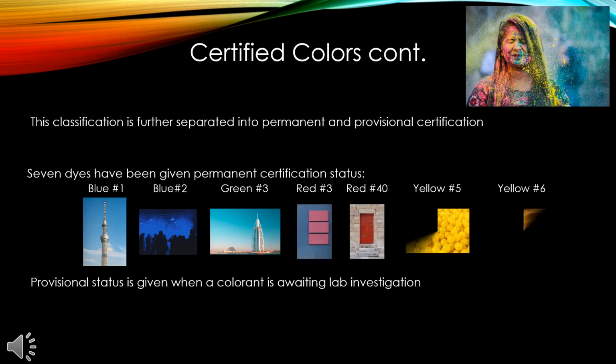Only 7 dyes have been given this permanent certification status. They are blue number 1, blue number 2, green number 3, red number 3, red number 40, yellow number 5, and yellow number 6. This permanent certification status means that they've been tested thoroughly and no lab has found that they contain any items that would be detrimental to consumer health. Provisional status is given when a colorant is awaiting lab investigation and will be considered usable pending these lab results.